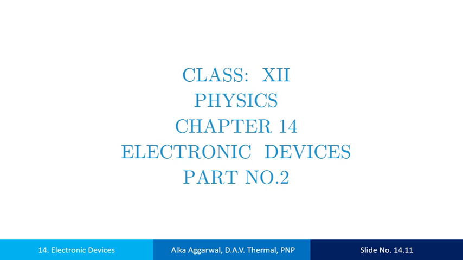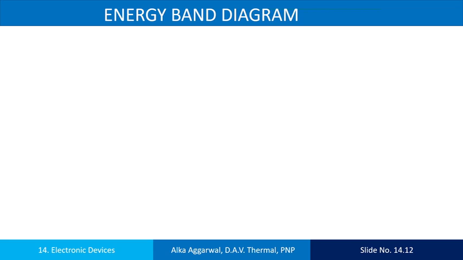Hello. In the previous lecture, we discussed the formation of the energy bands in solids. Now, how can we differentiate between the conductor, insulator, and the semiconductors on the basis of the energy band diagrams? In case of the metals, either the conduction band and the valence band overlap each other or the valence band is partially filled.